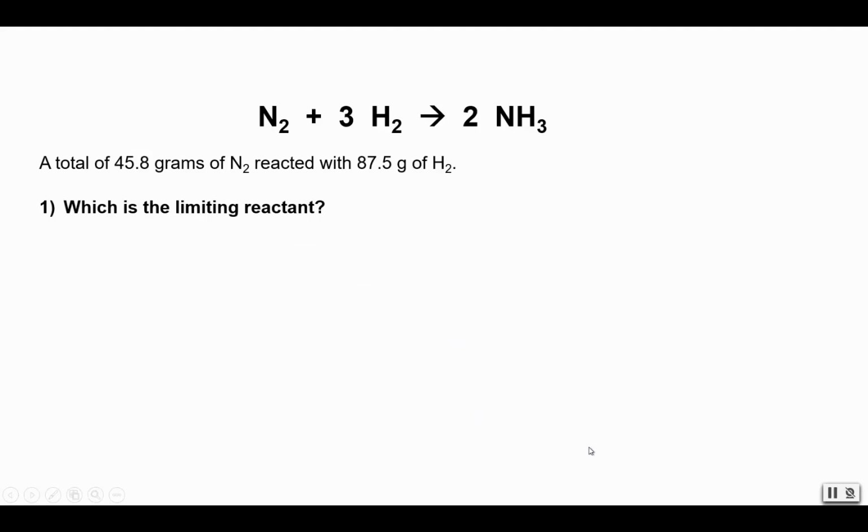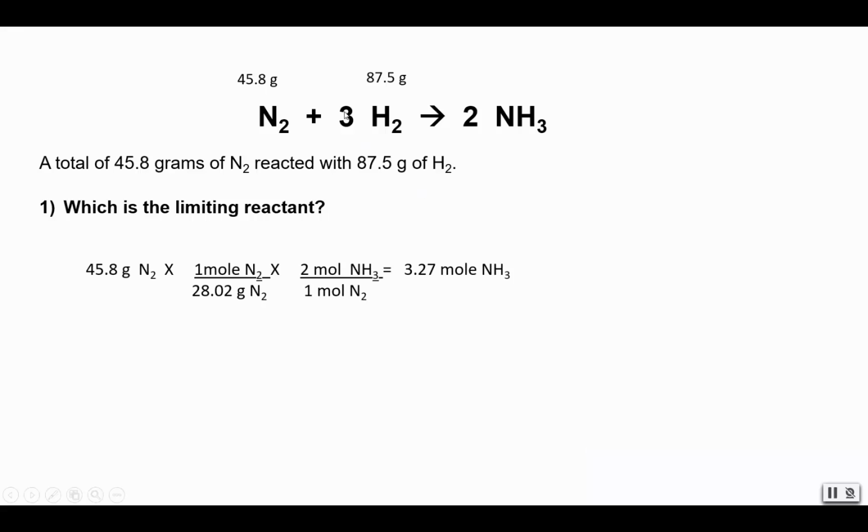So, which is the limiting reactant? I have 45.8 grams of nitrogen and 87.5 grams of hydrogen gas. And I'm going to determine how much each can make of the product. I'm choosing ammonia because it's the only product, but again, if there were more products, I could choose any of them, and I'd still get the right answer for limiting reactant. But if there are multiple questions, I like to peek down the road and say, hey, they're asking more about this product, so I might as well make my calculations focus on this product to save me time. Luckily in this one, there's just one product, so I don't have to worry about that.